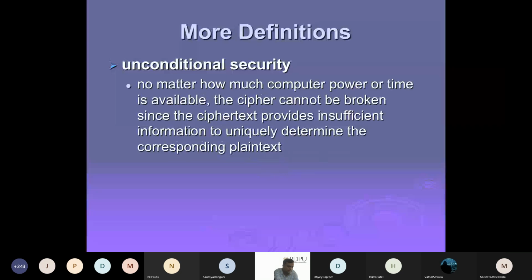So some more security in terms of unconditional. It means no matter what computer power or time you are trying, time meaning many years, still you cannot get the message with a brute force attack. That's what you are going to do.